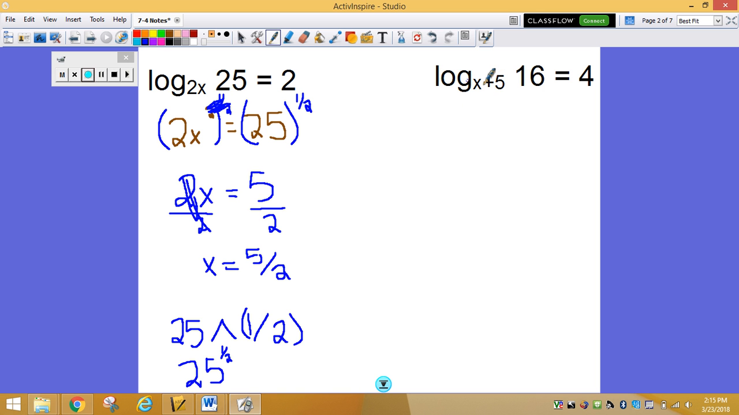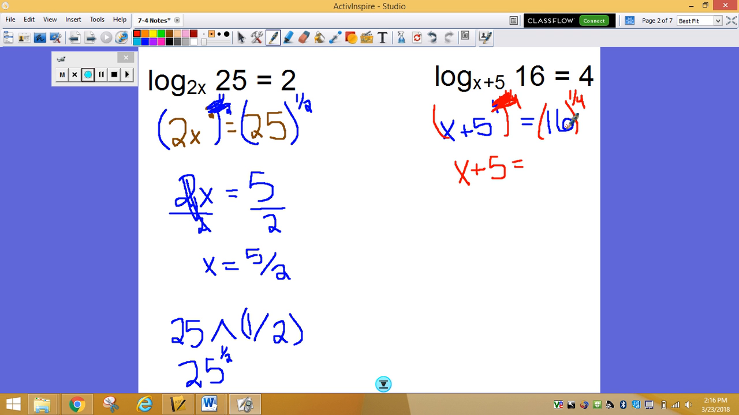All right, let's do another one like that. So my base is x plus 5, and it's raised to the 4th, and it's going to equal 16. Now, the way you get rid of a 4 is to raise it to the 1/4 power. And if you do it on the left hand side, you have to do it on the right hand side. So this 4 and 1/4, they cancel each other out. So I just have x plus 5.